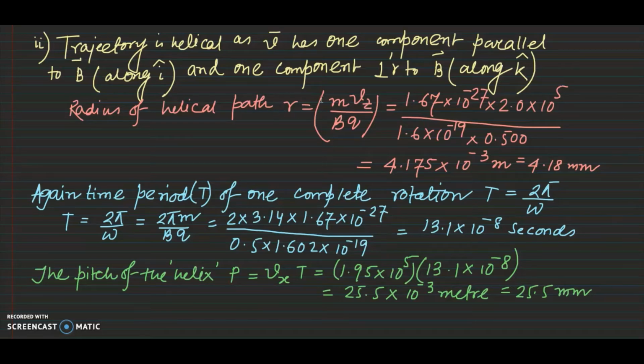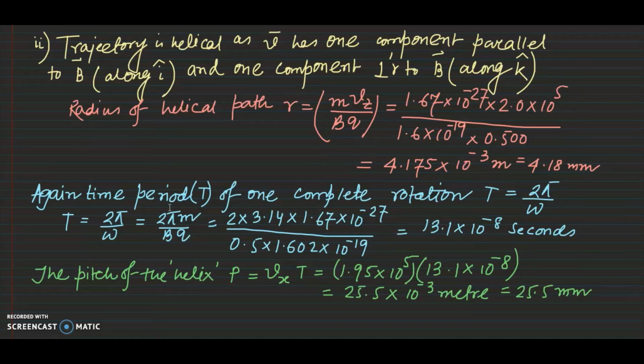So this is Vz. R is equal to mv by qB, where v is equal to Vz. Only the z component of the velocity we need to consider. So I put the value of m here, 1.67 times 10 to the minus 27. The z component of the velocity will be 2 times 10 to the 5, divided by B, which is 0.5 Tesla, and q is 1.602 times 10 to the minus 19. So I get the radius of 4.18 millimeter.